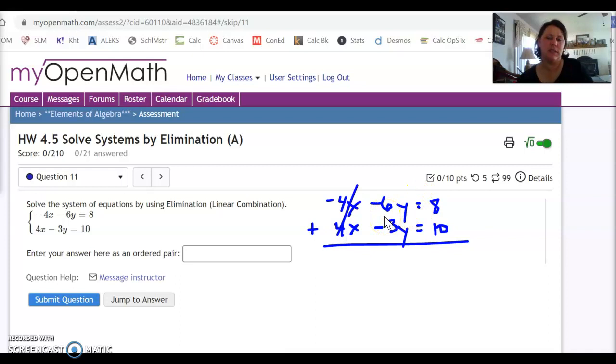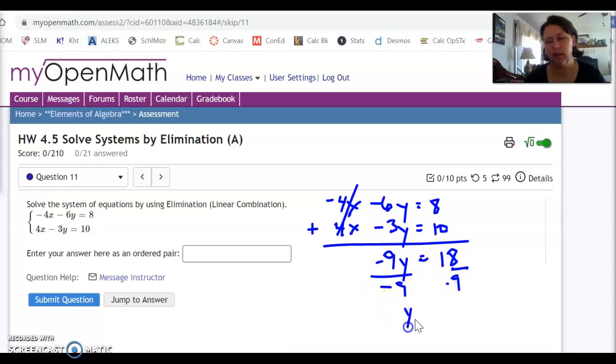We have negative 6y minus 3y is equal to negative 9y, and then on the right-hand side we have 18. So we're going to divide both sides now by negative 9, and we have y equals negative 2.